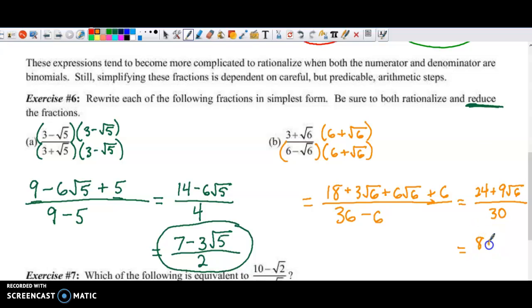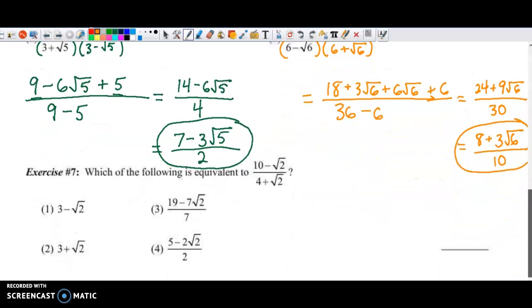So my best answer would be 8 plus 3 root 6. 24 divided by 3 is 8, 9 divided by 3 is 3. And then 30 divided by 3 is 10. That's the simplified answer, the best answer on that.